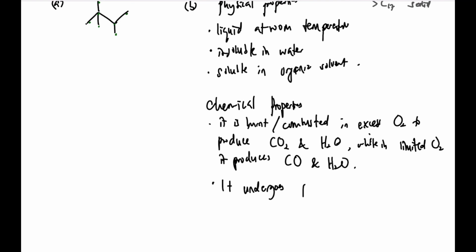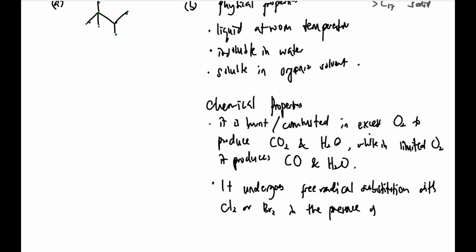And satu lagi dia punya chemical properties adalah it undergoes the so-called free radical substitution. So dia alkane kan? Alkane substitution with chlorine or bromine in the presence of UV.